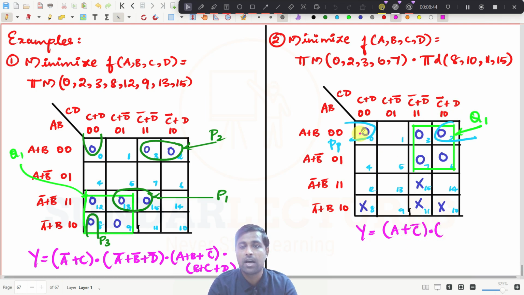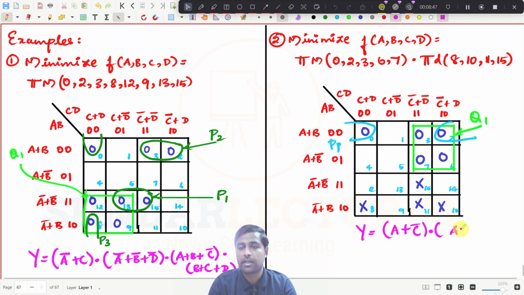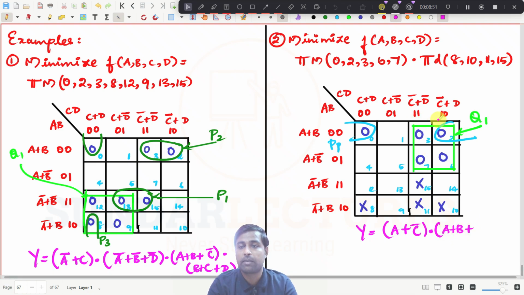Now for this pair, A plus B is a straightforward term. I can write A plus B plus, what is the common term in this one and this one? D is the common term. So you can write D. So this is the final answer.